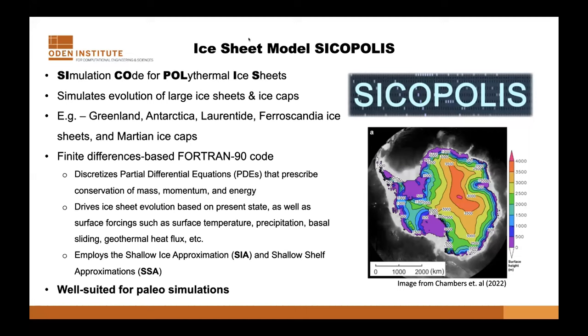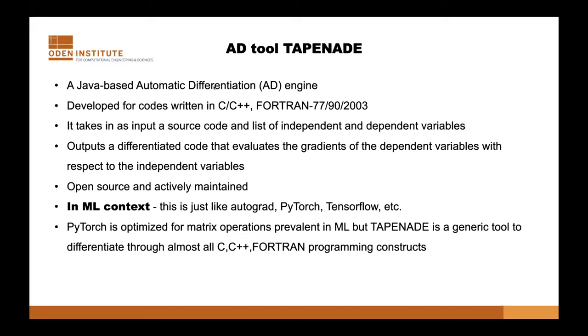And Tapenade, this is an automatic differentiation tool. People who are familiar with machine learning can relate this to something like PyTorch or TensorFlow or AutoGrad. But this has been developed for Fortran code, so it differentiates any Fortran code. Once you provide Tapenade a list of inputs and outputs, it will differentiate the outputs with respect to the inputs. And we are going to discuss shortly why this is useful.